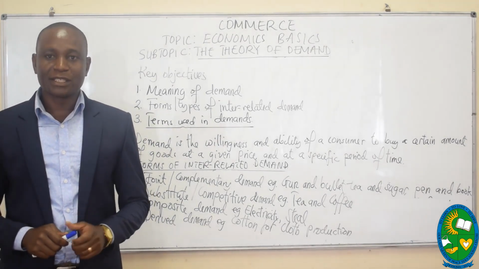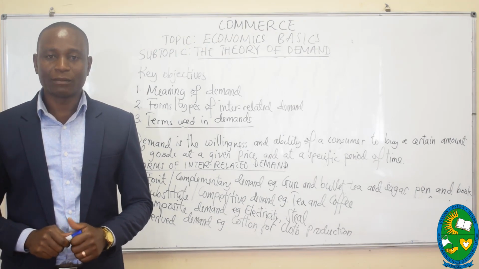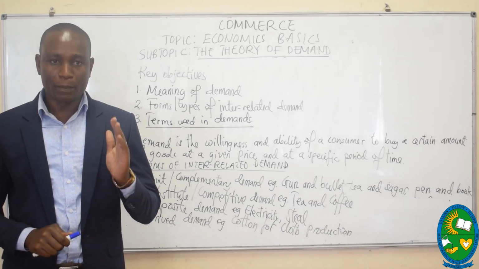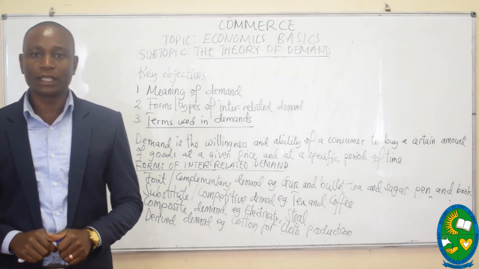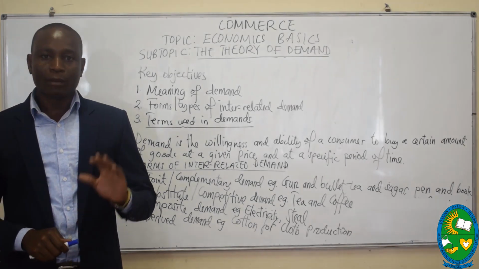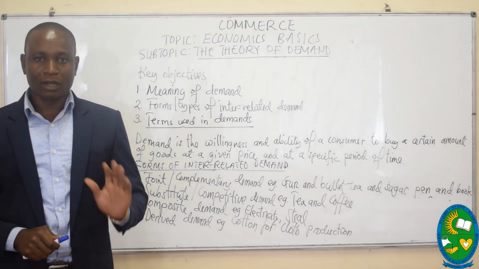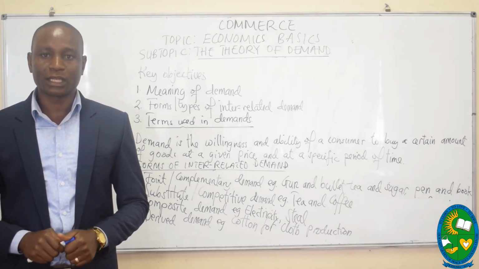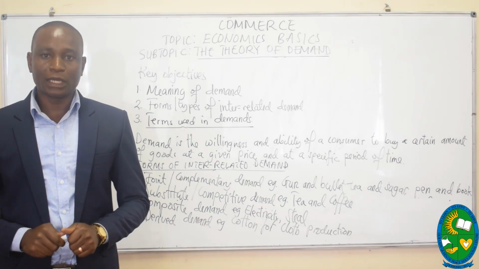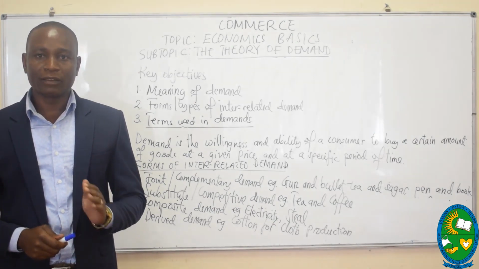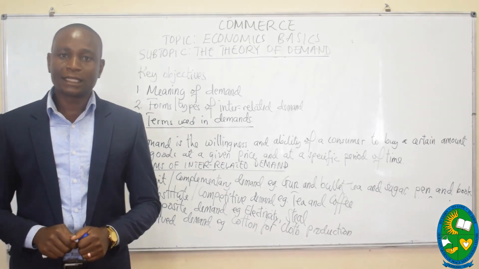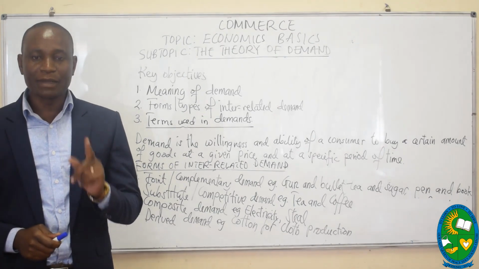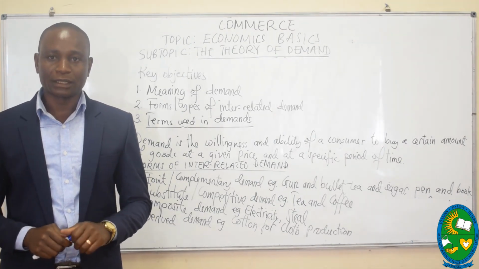Demand is the willingness and the ability of the customer or consumer to buy a certain amount of goods at a given price and at a specific period of time. In the meaning of demand, there are 4 key conditions that must take place for demand to occur. These 4 key elements or conditions are derived from the term demand. Let us start with the first one. The first one is willingness and ability to pay or to buy.